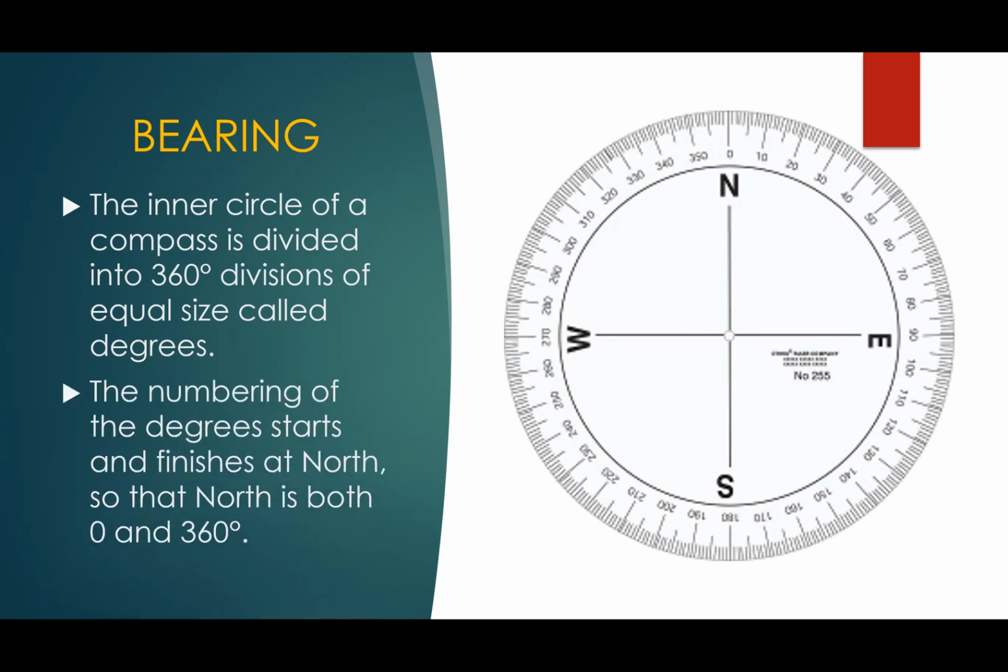The numbering of the degrees starts, as I did just now, at north, so that north is 0 degrees, and as I indicated earlier, one complete turn, and you are back at 360 degrees. So north has 2 bearings, 0 degrees and 360 degrees.